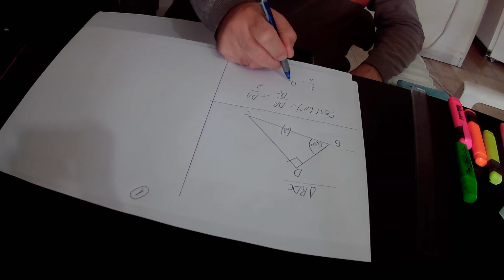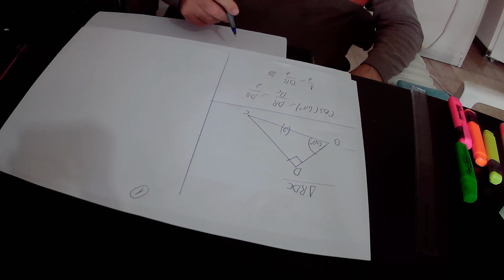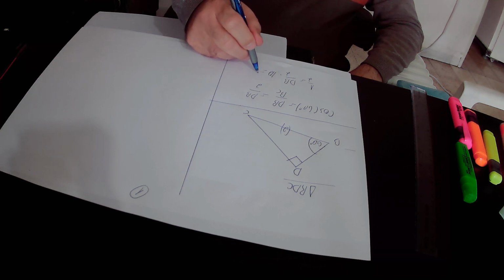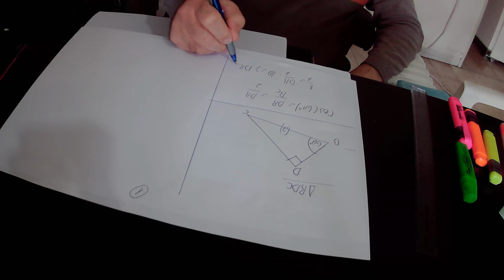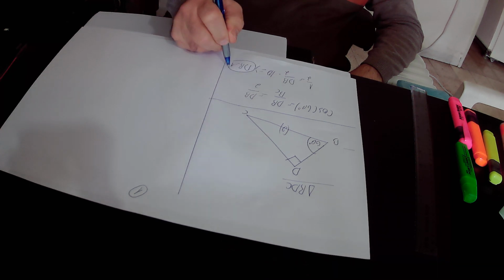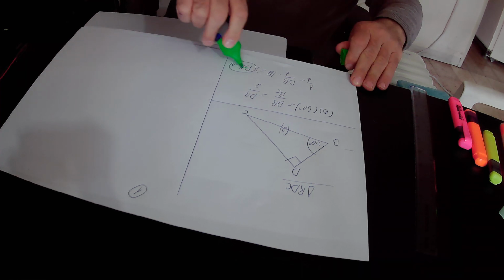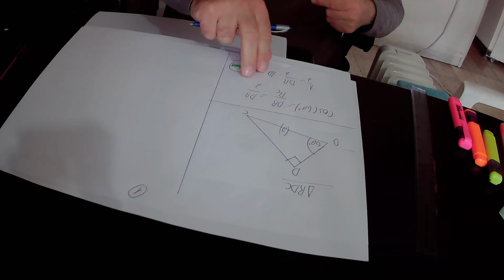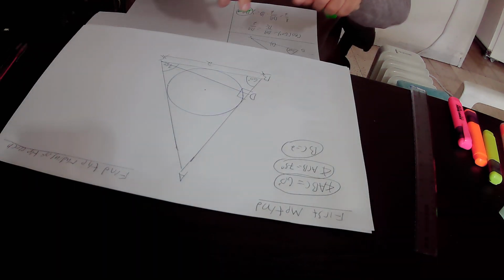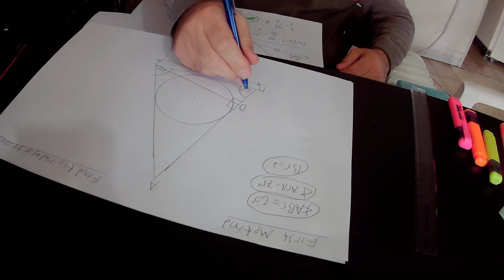Here we will multiply this equation by 2, and finally we will get that side DB equals 1 unit in length. DB equals 1 unit in length. You can write here that this side DB equals 1 unit in length.